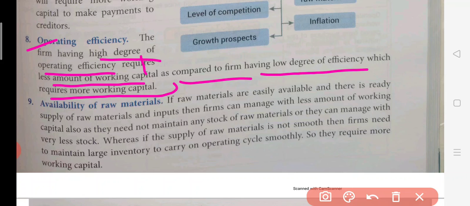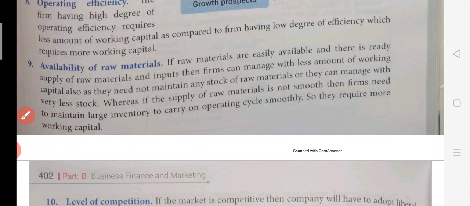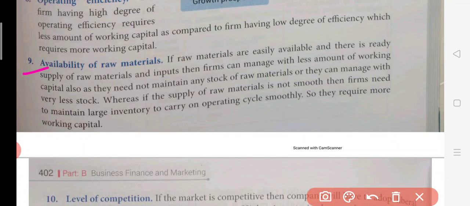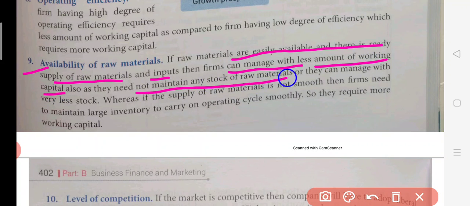Now point 9 is availability of raw material. If the raw materials are easily available, then there is ready supply of raw material and inputs, so this firm can manage with less amount of working capital. If the raw material is available very easily, then less working capital is required. Okay, and there is no need to maintain the stock of the raw material also, because they are easily available. They can manage with very less stock also.